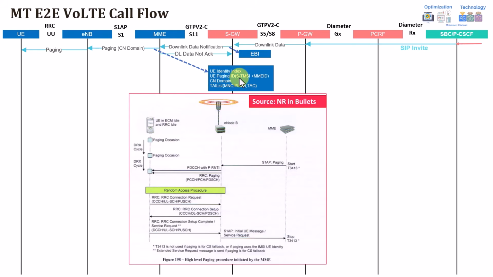Then the UE paging will tell them this is the S-TMSI for this particular user, and this is the MME ID for this particular user. The CN domain will tell them this is the paging, and as we mentioned, with the tracking area update list, the eNodeB will know the paging will be forwarded for each tracking area. Once the paging is being sent to the UEs, there is a DRX cycle. For example, the user will wake up at this paging occasion to start decoding the PDCCH.